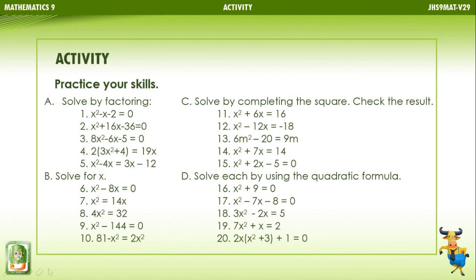D. Solve each by using the quadratic formula. 16. x squared plus 9 equals 0. 17. x squared minus 7x minus 8 equals 0. 18. 3x squared minus 2x equals 5. 19. 7x squared plus x equals 2. 20. 2x times x squared plus 3 plus 1 equals 0.